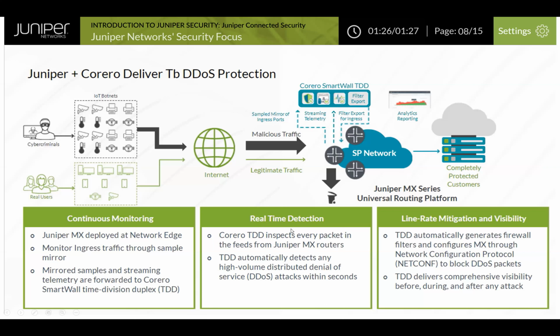So this is the detection part. This is the monitoring part. This is the detection part. And lastly, the mitigation or protection part. TDD automatically generates firewall filters and configures the MX through Network Configuration Protocol, that means NETCONF, to block DDoS packets. TDD delivers comprehensive visibility before, during, and after any attack. So this is a very smart and expensive solution which Juniper provides.